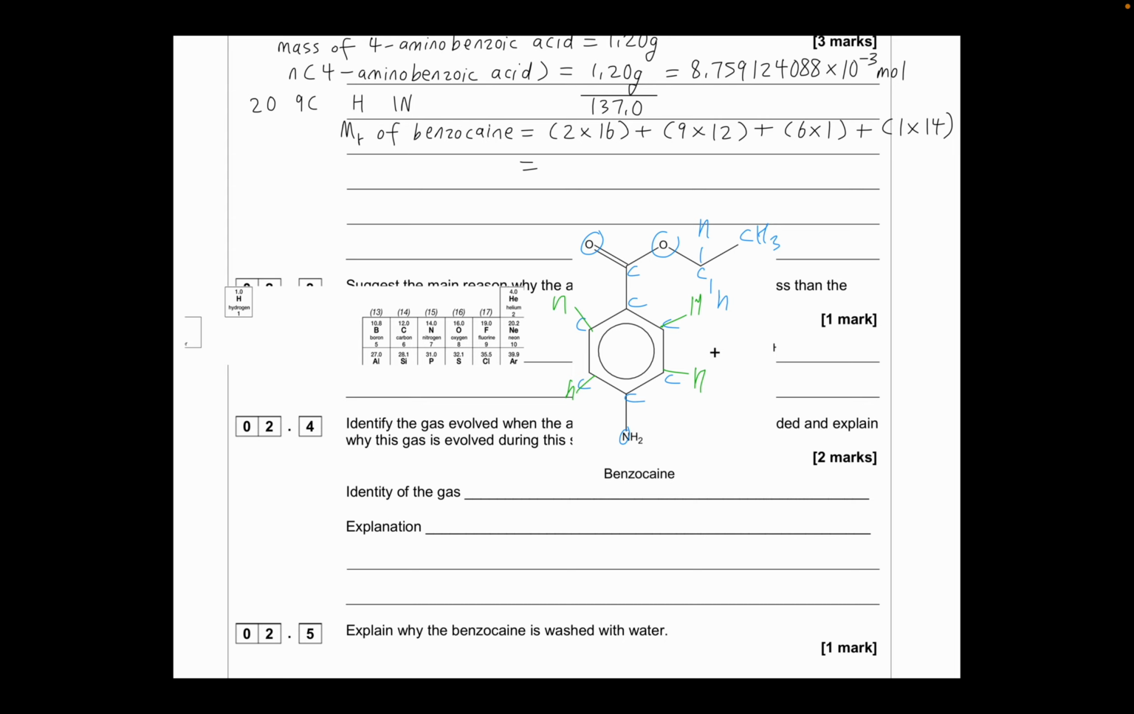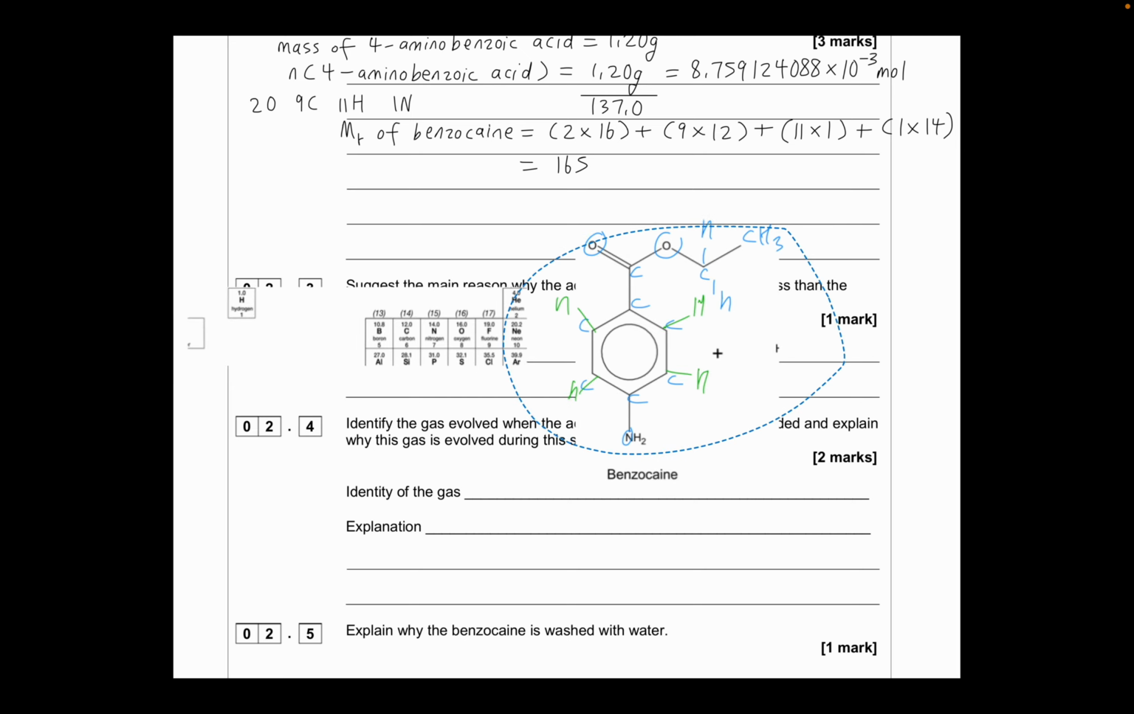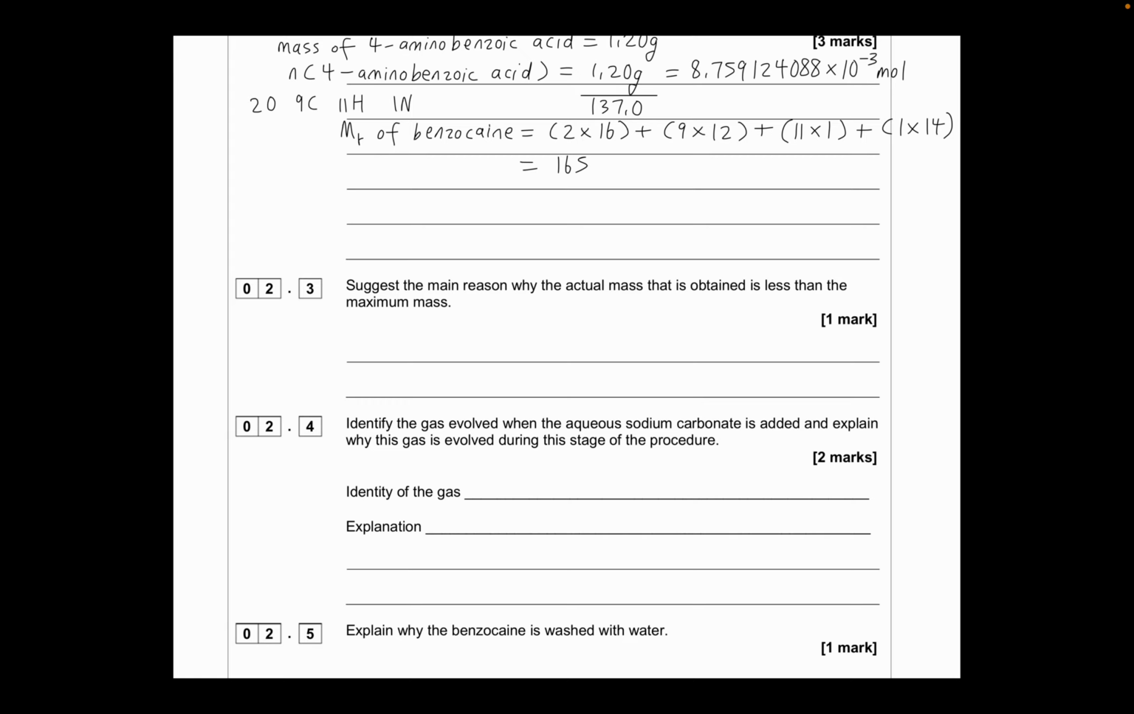There should be 11 hydrogens. Okay, be careful with that. So what I'm going to do is, there are 11 hydrogens in this case, not 6. Sorry about that. That's because if you take the 4 green hydrogens, and add plus 2 plus 2 plus 3, that will give you 11 in total. Okay, so now we're going to put this in the calculation: 2 times 16 plus 9 times 12 plus 11 times 1 plus 1 times 14, which is going to give you 165. That's going to be the MR of benzocaine. Be careful with that.